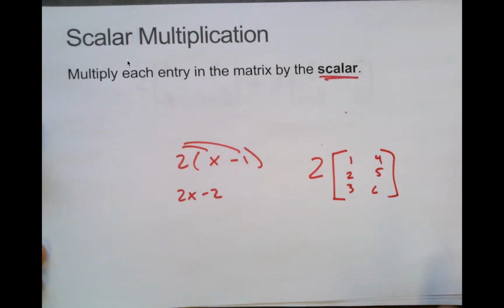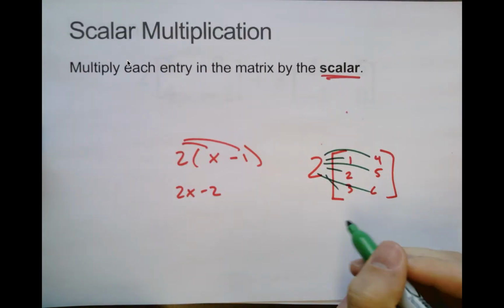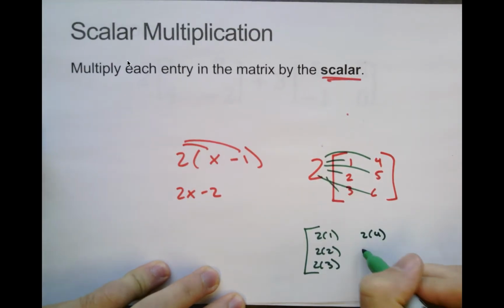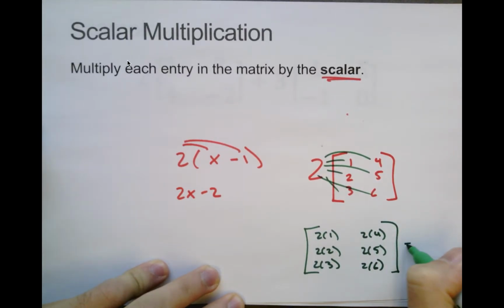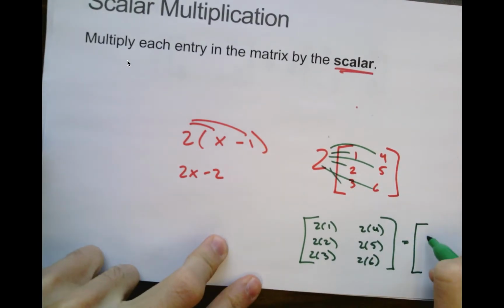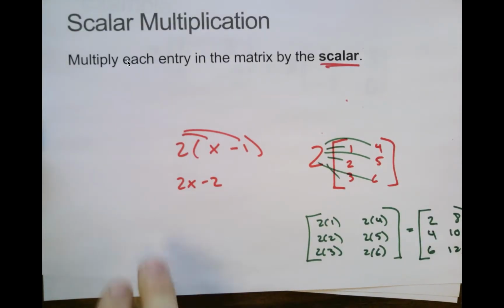Now, the 2 is going to multiply to everything on the inside. We'll multiply 2 to all of the entries of the matrix. So we would have 2 times 1, 2 times 2, 2 times 3, 2 times 4, 2 times 5, and 2 times 6. We can do scalar multiplication no matter what the matrix's dimensions are on the inside. And we would have 2, 4, 6, 8, 10, and 12. Really, it's the same exact thing as distribution.